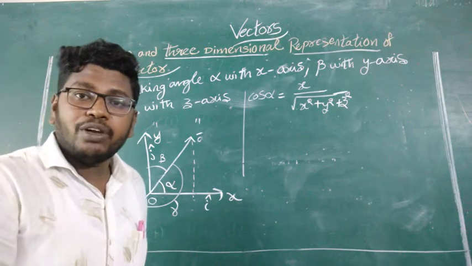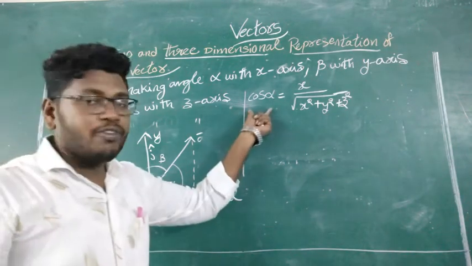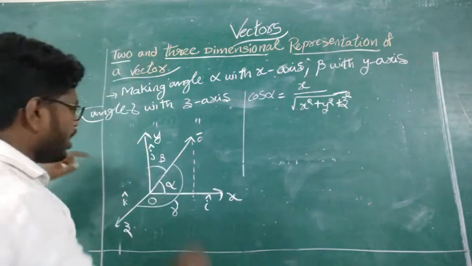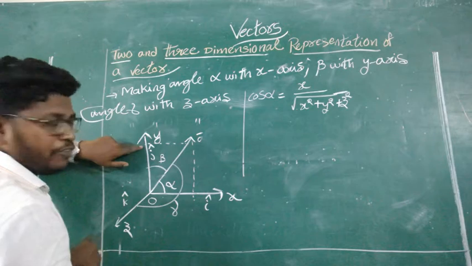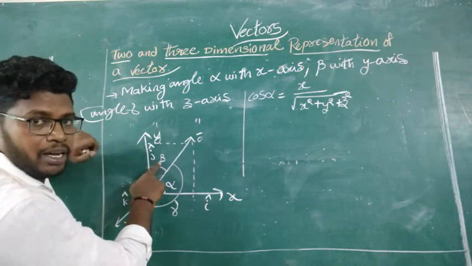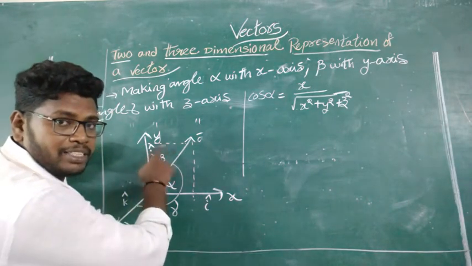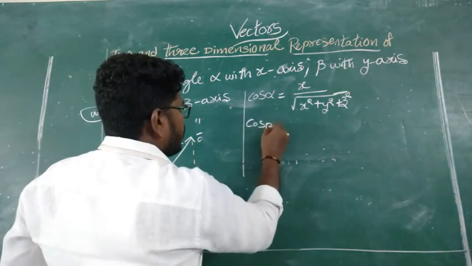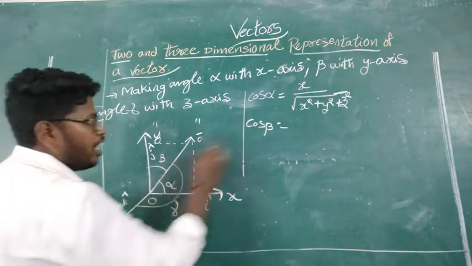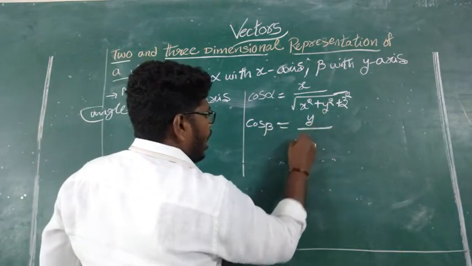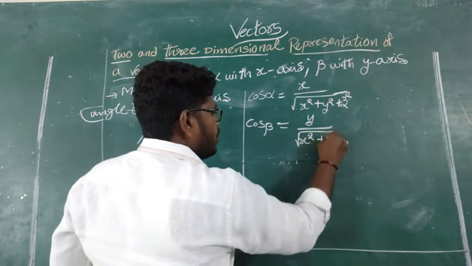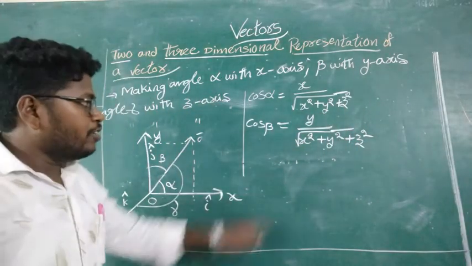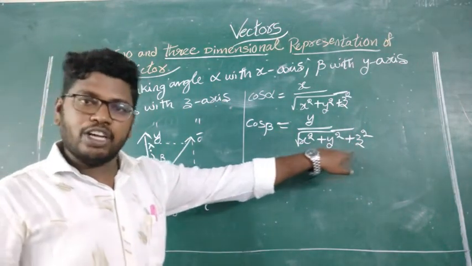So if you write in terms of direction cosines, cos alpha is x by root of x square plus y square plus z square. Similarly, if we take the y-axis, the angle beta makes with the y-axis. According to this, cos beta is the adjacent side y by the hypotenuse, root of x square plus y square plus z square. Okay, y by root of x square plus y square plus z square.